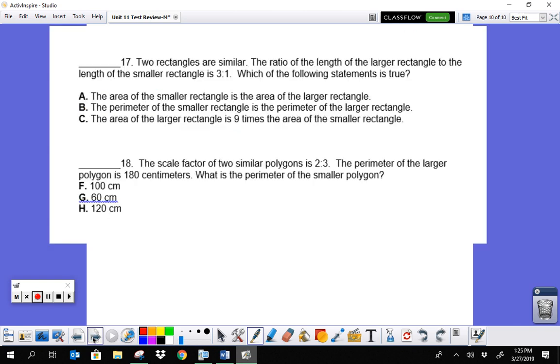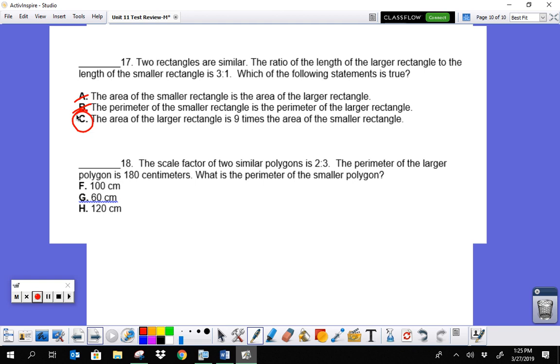Number 17, 2 rectangles are similar. The ratio of the length of the larger rectangle to the length of the smaller rectangle is 3 to 1. Which of the following statements is true? So A says the area of the smaller rectangle is the area of the larger rectangle. Okay, well that doesn't really make sense. B says the perimeter of the smaller rectangle is the perimeter of the larger rectangle. Again, that doesn't make sense if dimensions are changing. C, the area of the larger rectangle is 9 times the area of the smaller rectangle.